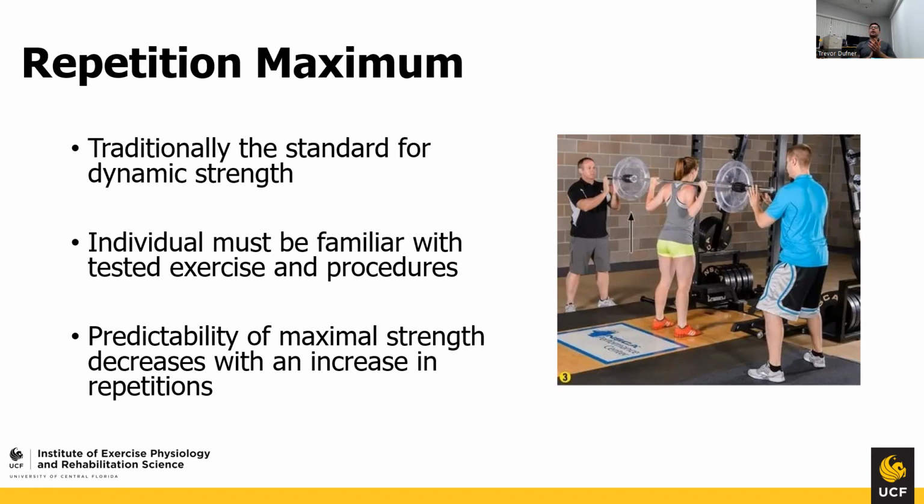There's also predictability of maximal strength decreasing with an increase in repetitions, right? So the predictability of these assessments isn't as good for predicting 1RM if you're doing, let's say, a 10RM. Now, if you have an untrained individual, usually you could do something like a 6RM test, right? It's not quite as dangerous. More than likely, they'd be able to do 6 repetitions of a weight pretty easily without hurting themselves. However, the predictability of that 6RM test for 1RM is not as good as, let's say, a 2RM test or the 1RM test itself. So it's kind of a give and take.